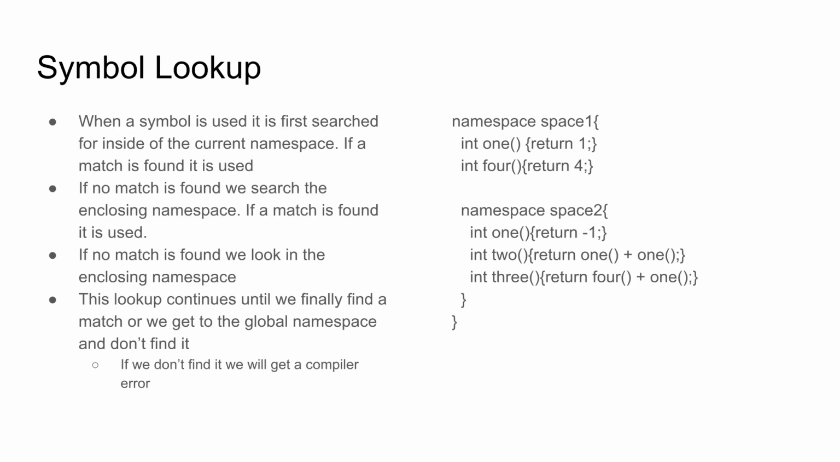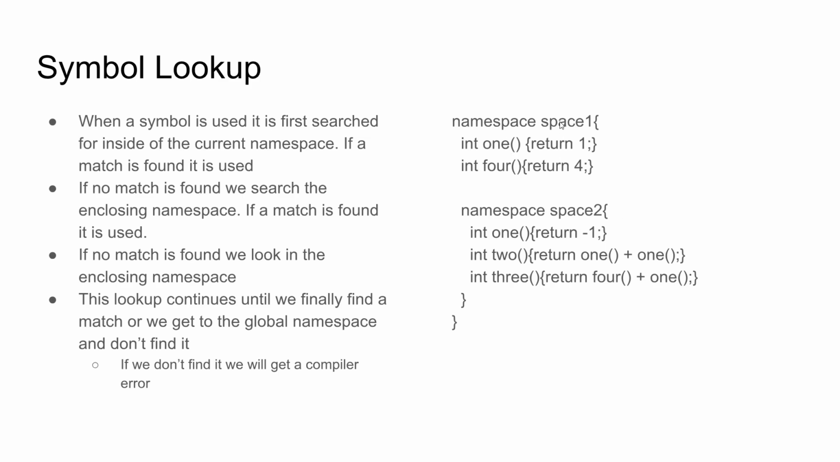So when we go to do a symbol lookup, we first search inside the current namespace. If we find a match, we'll use that symbol. If we don't find a match inside this namespace, we look inside the enclosing namespace. If we find a match there, great, we use it. If we don't, we look outside that namespace, and we keep looking outside, outside, outside, until we finally get to the global namespace. If we finally get to the global namespace and we can't find a matching symbol for what we're trying to do, that's when you get a compiler error that this thing does not exist, because it couldn't find it.